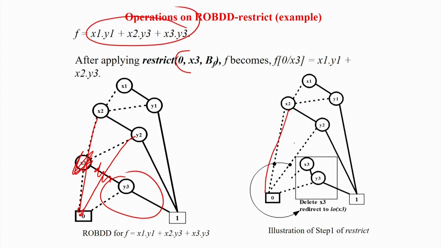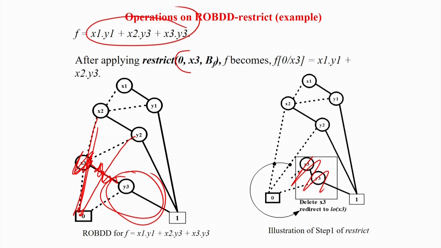All the incoming edges to this one are redirected to the left, because you are assuming that x3 is equal to 0. So everything will be directed over here. It had one path to the right which corresponds to x3 equal to 1, and that you eliminate. So this is a sub BDD which is hanging, which you have to eliminate, and then if you eliminate it, this is what your BDD will look like.